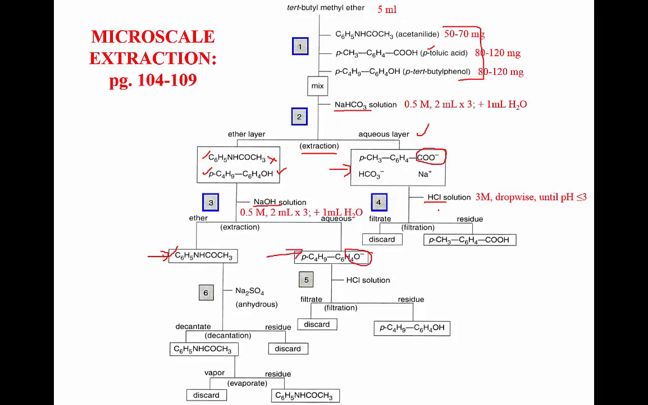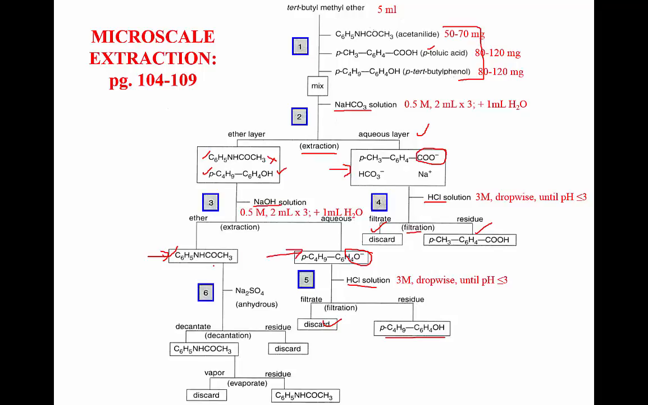When you do that, it will crash out of solution, so you'll have a solid. You'll just use vacuum filtration. The liquid gets discarded, and the residue, you're going to let that dry. That's your carboxylic acid. You'll measure that and record that. All right, now to get your phenol back, same thing, exact same way. You just need to put those protons back on there. 3 molar acid, dropwise until pH drops below 3. Filter it out, discard the liquid, and then here's your phenol. You will dry that and measure it out.